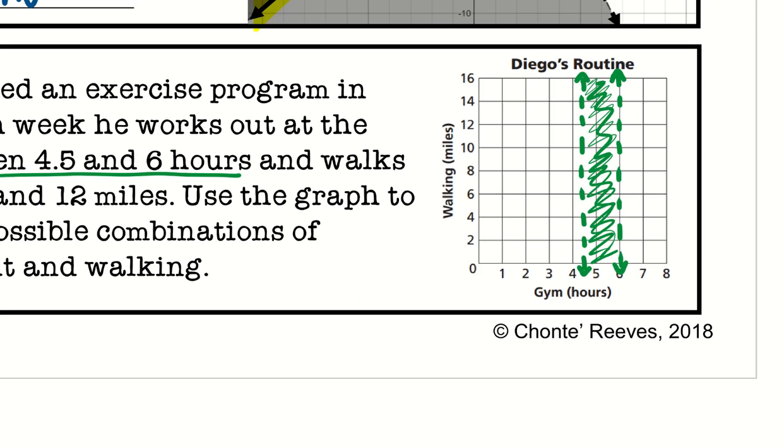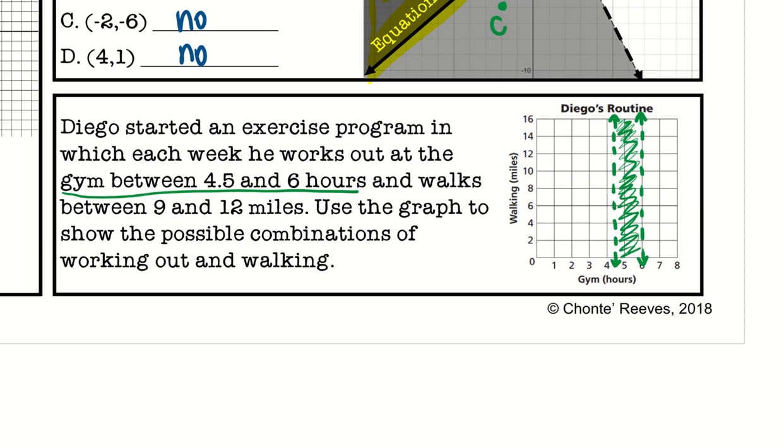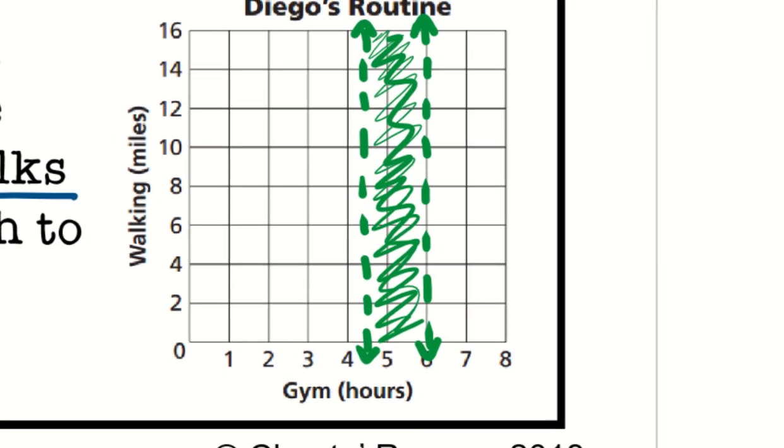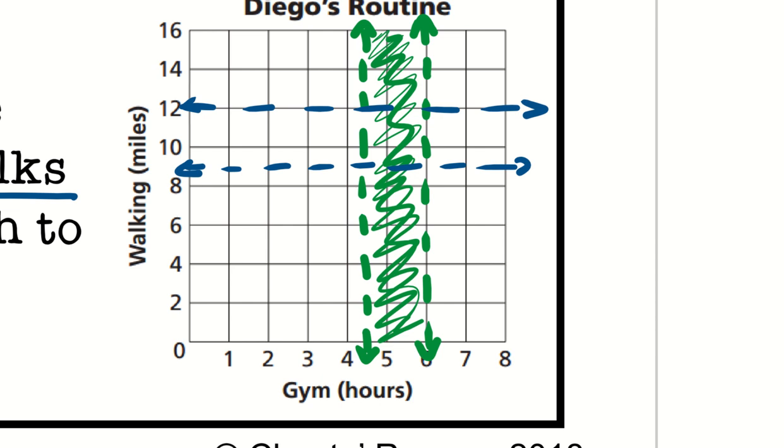Then it says that he is going to walk between 9 and 12 miles. So again, not equal to, somewhere between. So I'm going to go walking, and I'm going to go 9 miles and 12 miles. He's going to walk somewhere between those. So the solutions for this system are going to be in the double shaded area, where they overlap. That's right here in this little square in between.